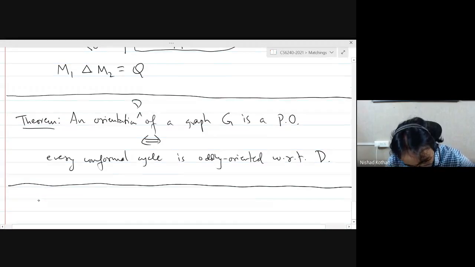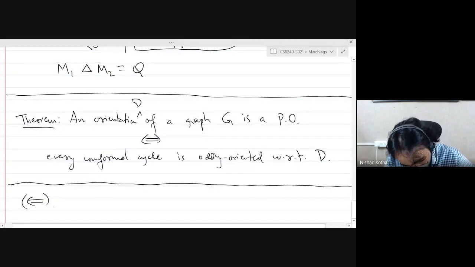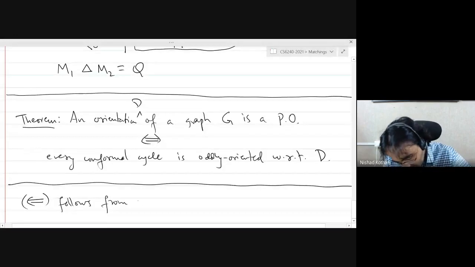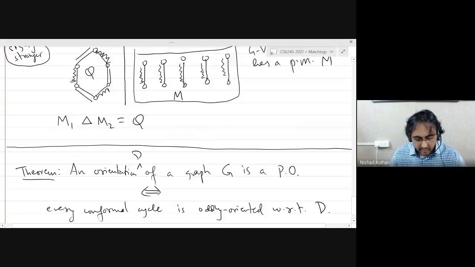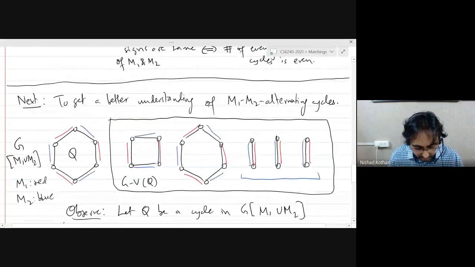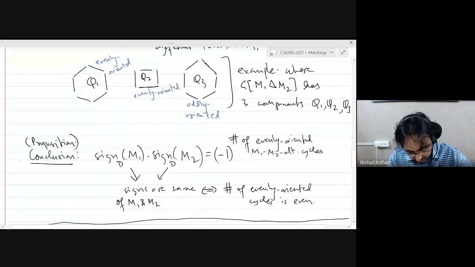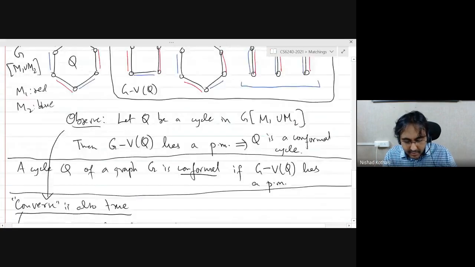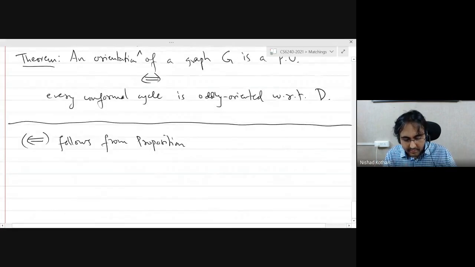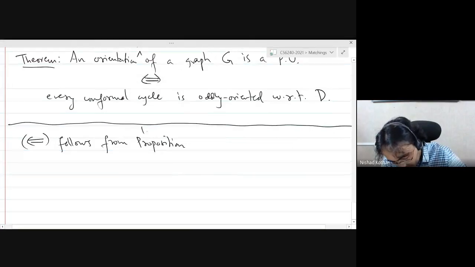So this follows from the proposition. I want you to think about it offline. So I'm referring to this proposition here. Okay. So think about how this proposition implies the validity of the converse of this theorem. Okay. So it follows from the last proposition.